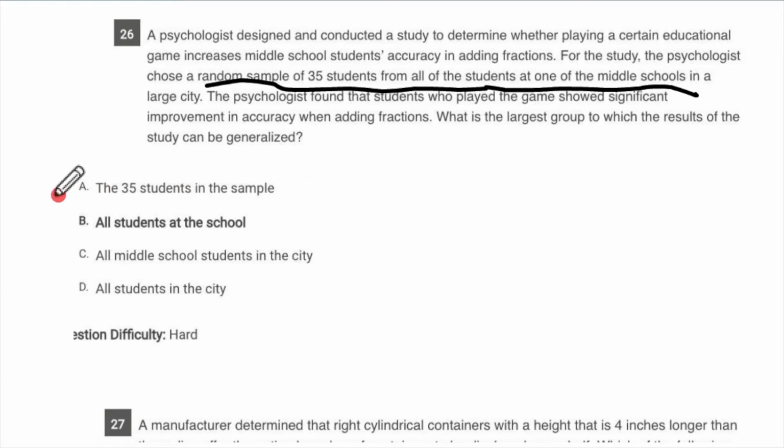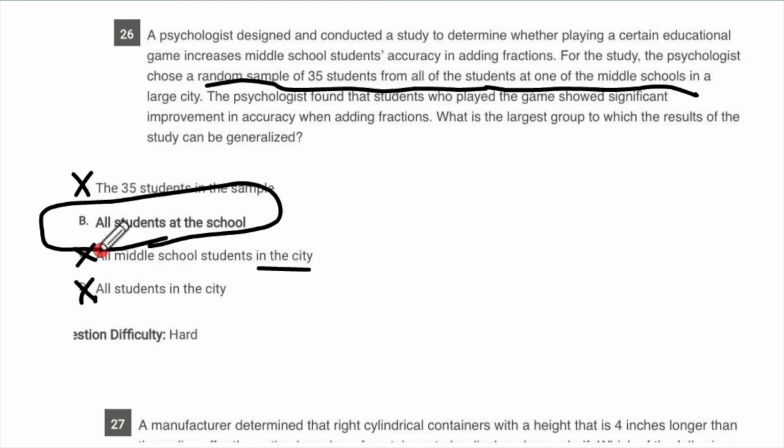We could take whatever we got in the sample and generalize that. So that wouldn't be high enough. All students at the school. Well, that is true because it's at one school. You can't do the whole city because it's only the 35 students from the school, and all students in the city would be too big because we're not taking a sample of the city. We're only taking a sample in the middle school. So this one is all students at the school. Believe it or not, the difficulty level on this one is hard. And you just read these kinds of problems very, very carefully.